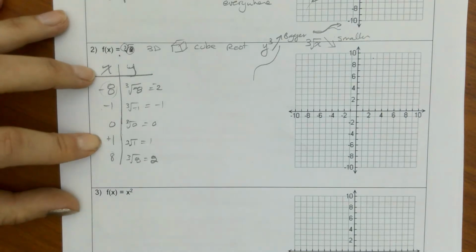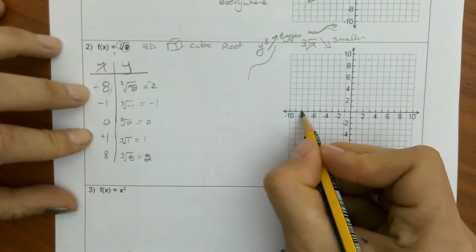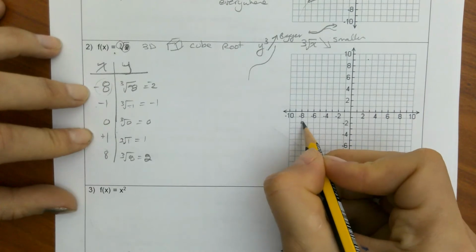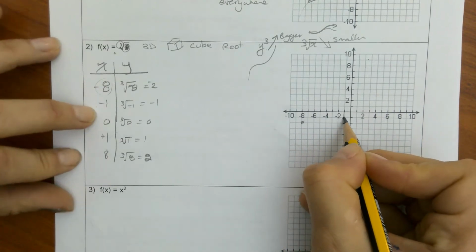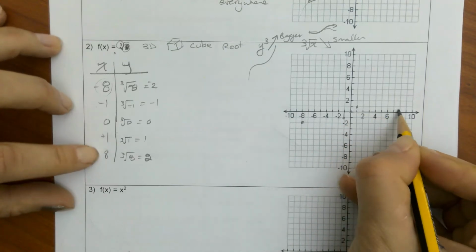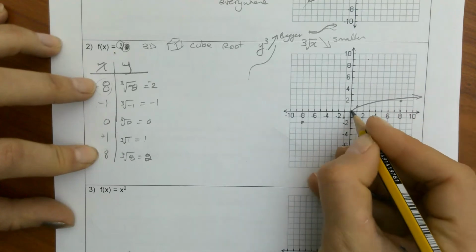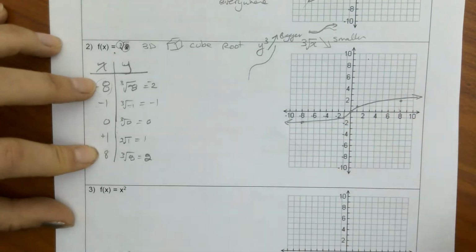Now I'm going to graph this. If x is -8, y is -2. -1, -1. 0, 0. +1, +1. If it's 8, then y is 2. So it goes bloop. Oh, I missed it. Okay, it looks like this. So it's sleeping, it's laying down.